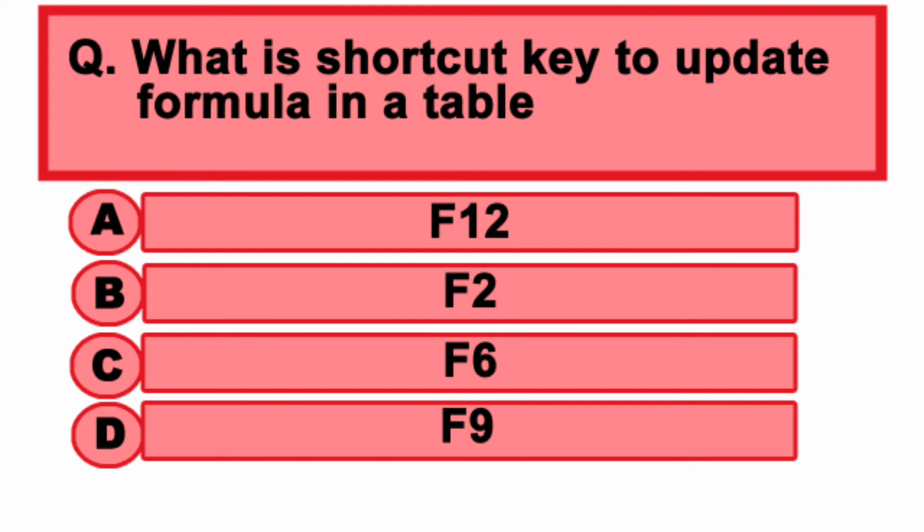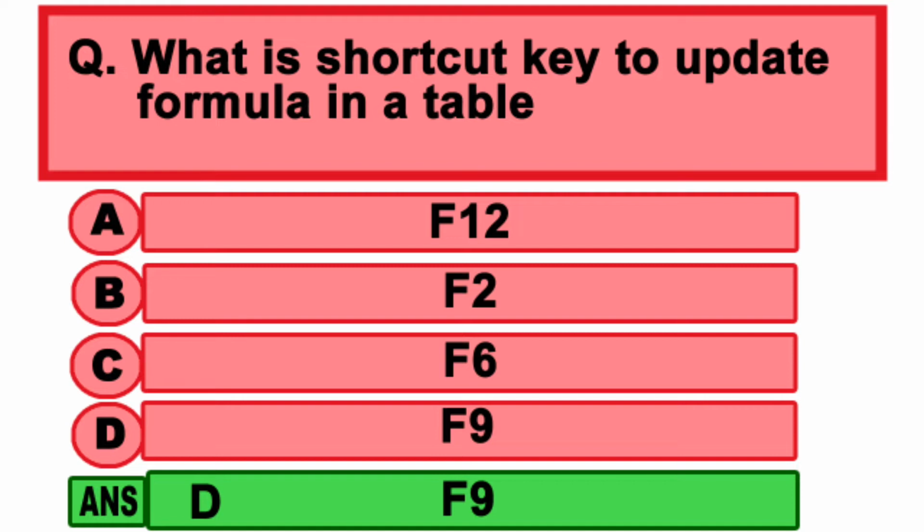What is the shortcut key to update formula in a table? The options are A. F12, B. F2, C. F6, D. F9. Let's see the options in detail. F12 opens the Save As dialog box. F2 edits the active cell and puts the insertion point at the end of its contents. F6 switches between the worksheets, ribbon, task pane and zoom controls. The correct answer is answer D. F9.